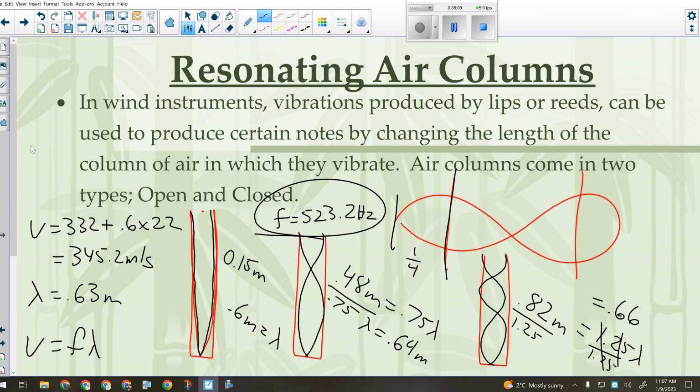There are people out there who set up different glasses and play music using the different notes that they can produce. Everyone all right with that? That's closed air columns. Open air columns work differently.